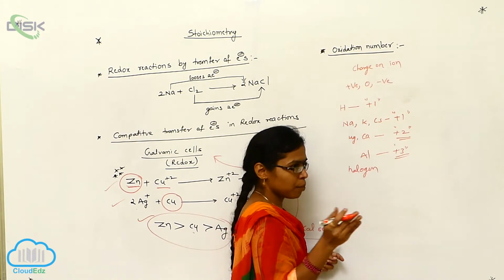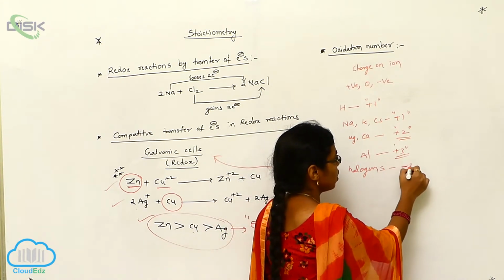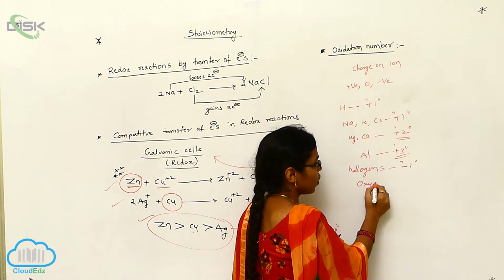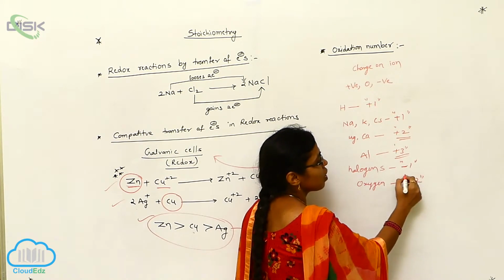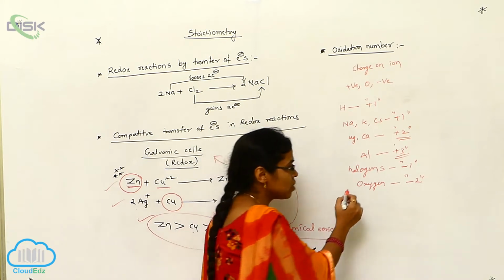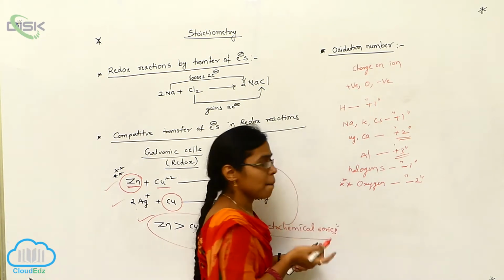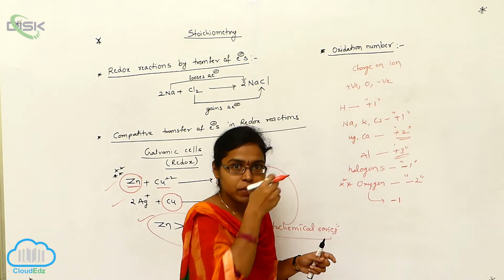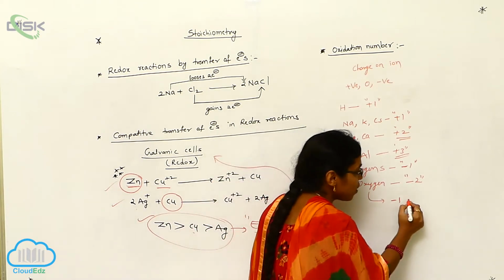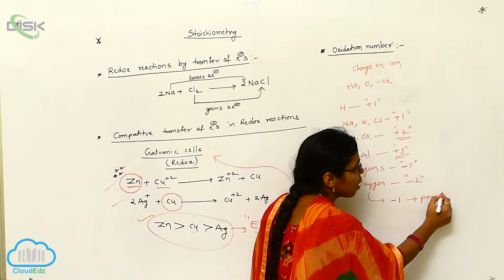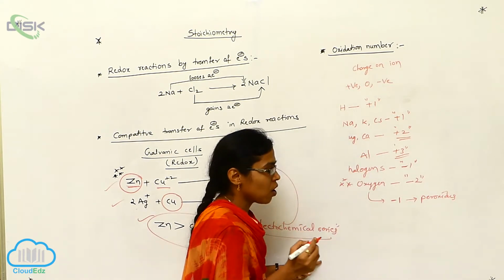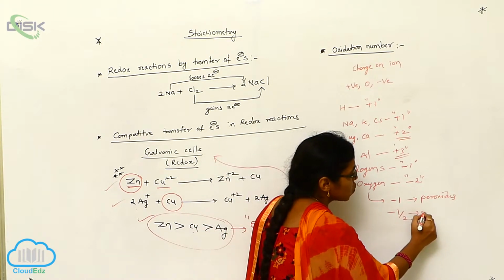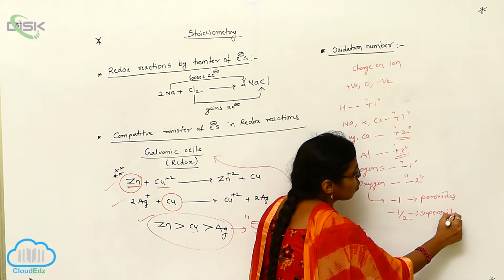Next I am taking the halogens. Halogens are fluorine, chlorine, bromine and iodine. Those always show the -1 oxidation state. And oxygen generally shows the -2 oxidation state. That is the general oxidation number of oxygen, but in some cases oxygen can also show the -1 oxidation state, which is possible in peroxides. Oxygen may also show -1/2, which is present in superoxides.